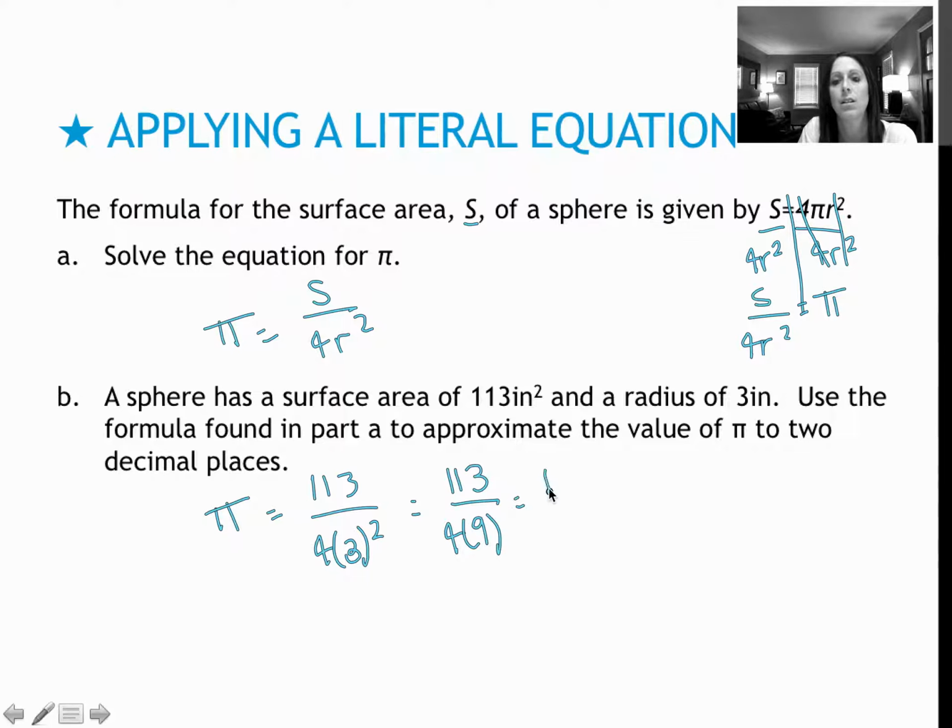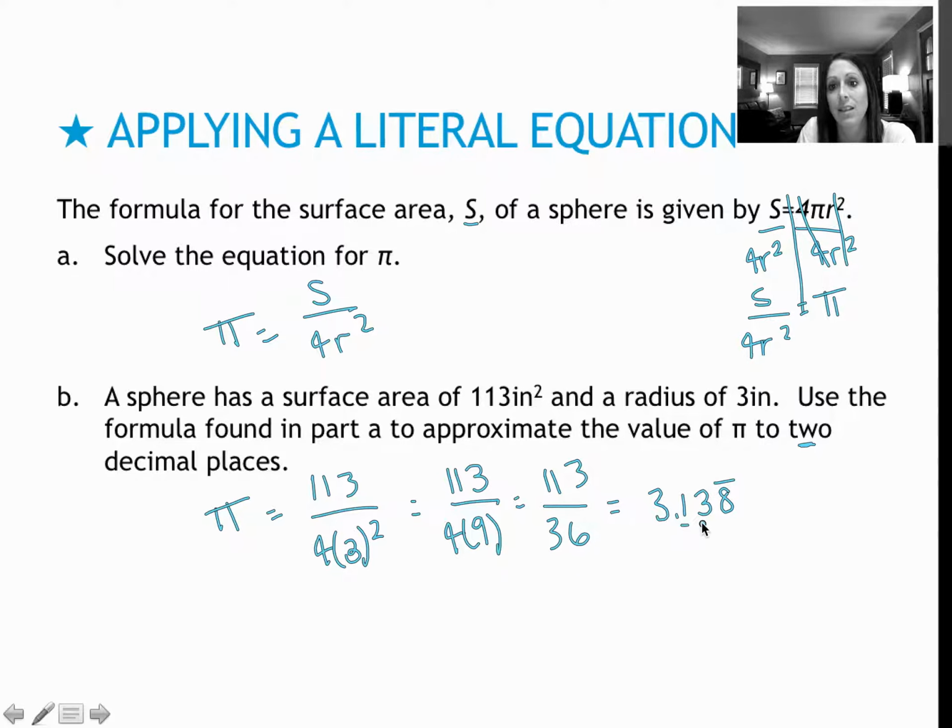I'm showing all the steps here. You wouldn't have to necessarily show all of this. 4 times 9 is 36. And then in my calculator, when I take 113 divided by 36, I get 3.138 repeating. Now they want me to round to 2 decimal places. So that's to the nearest hundredth.